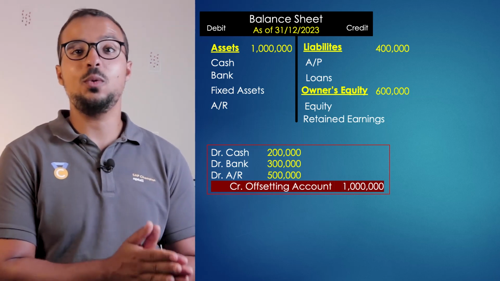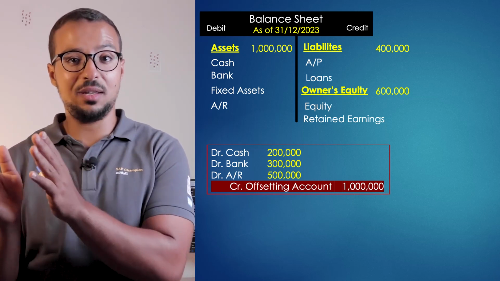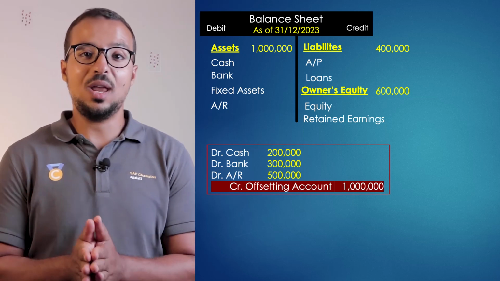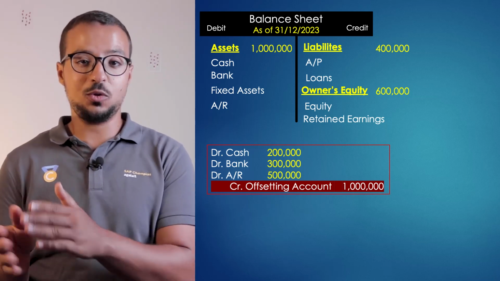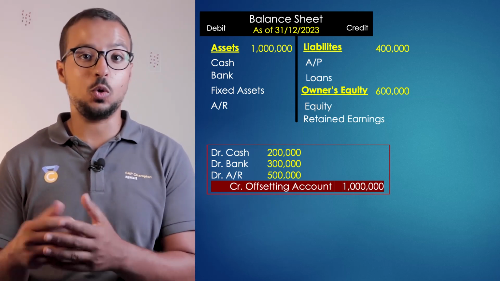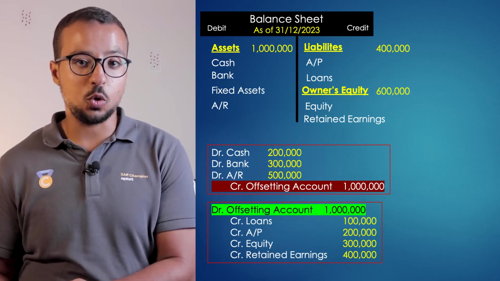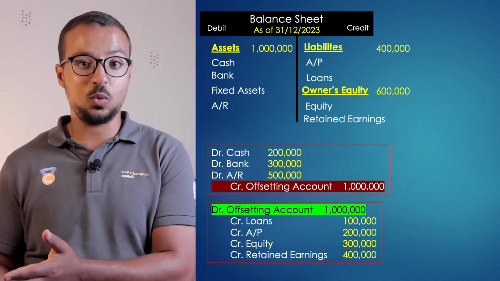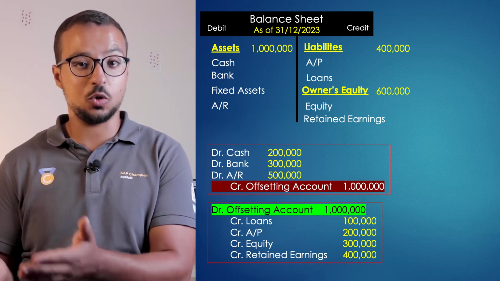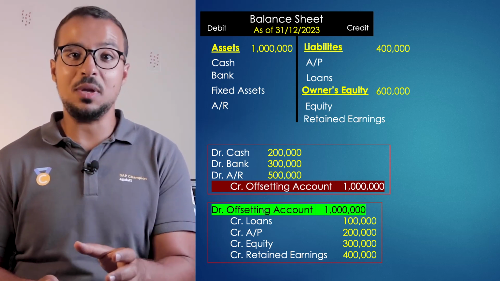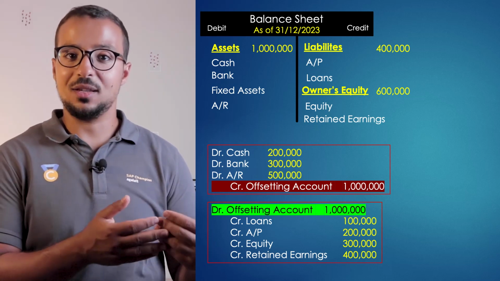Now for the accounts on the other side, on liabilities and owner's equity, we will have a credit to these accounts. So credit to vendors, credit to loans, credit to liability account, and credit to stockholders' equity and any other account we have in equity. So retained earnings is also credit. And the debit will be to the initial balance offsetting account.